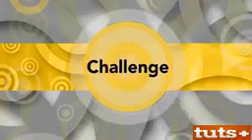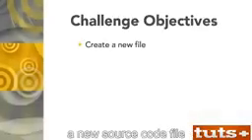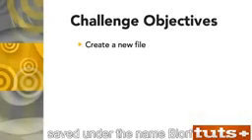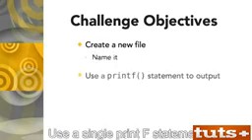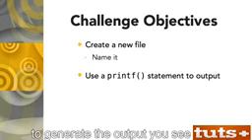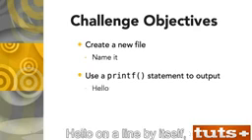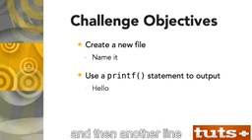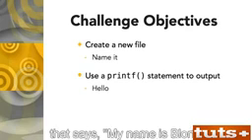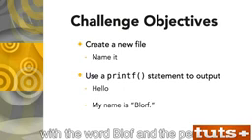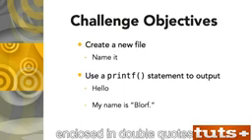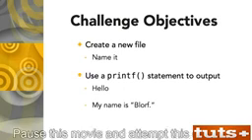As a challenge exercise, I want you to create a new source code file saved under the name blorf.c. Use a single printf statement to generate the output you see here. Hello, on a line by itself, and then another line that says, my name is Blorf, with the word Blorf and the period enclosed in double quotes. Pause this movie and attempt this exercise. It should take you about 3 minutes.